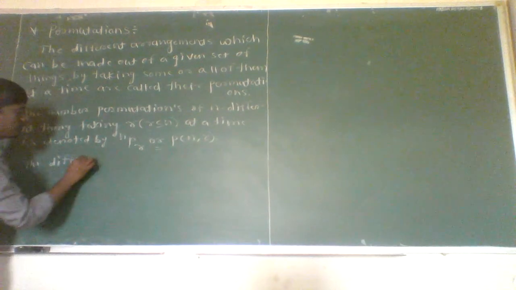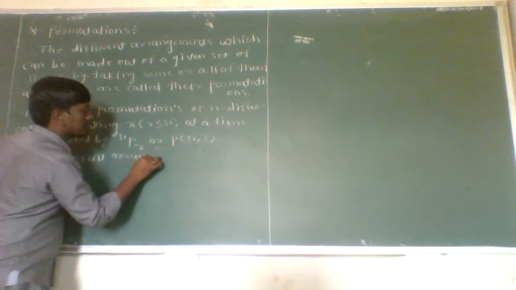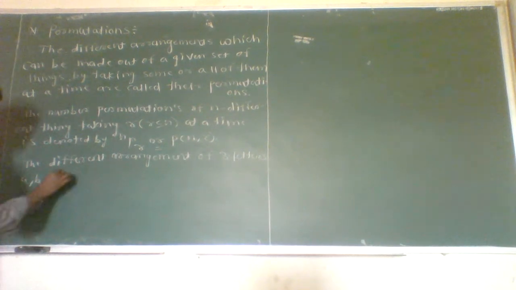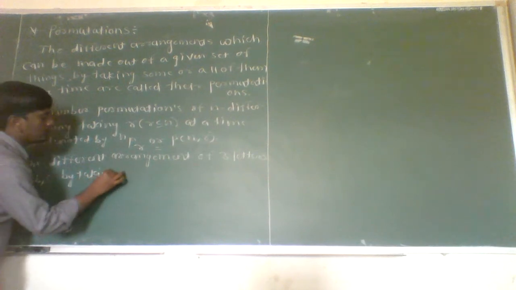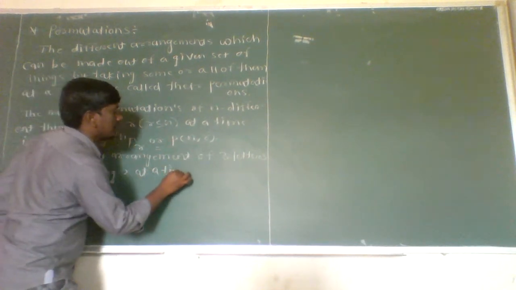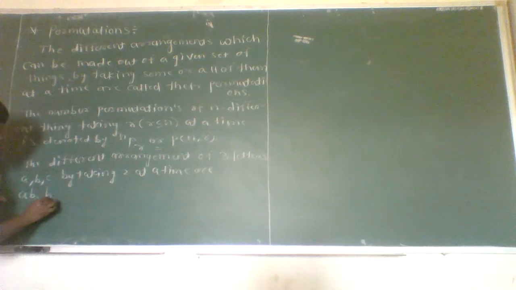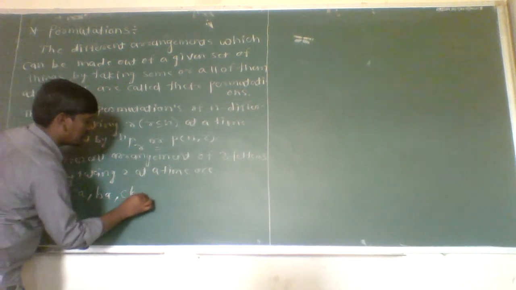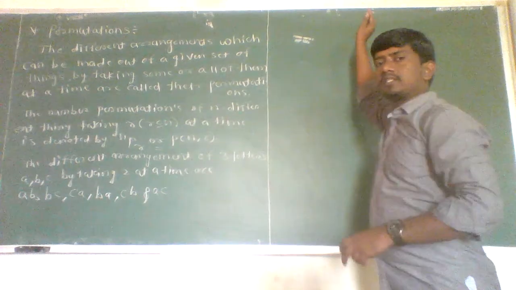Let us see the different arrangements of three letters A, B, C by taking two at a time. There are three different letters and we have to take two among them at a time, which are nothing but: first one AB, second one BC, third one CA, fourth one BA, then CB and AC.